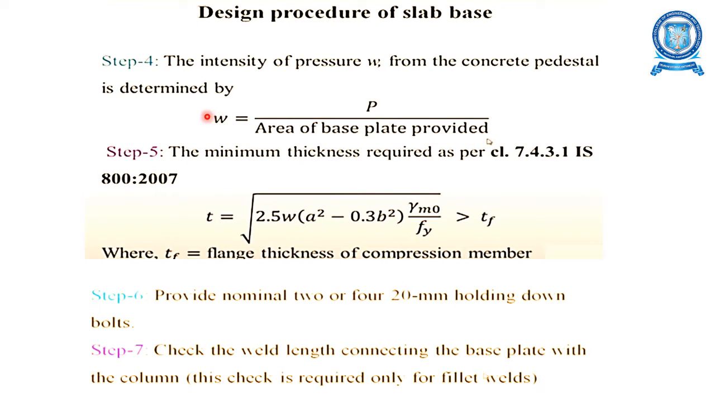After finding the intensity of pressure w, we have to find the minimum thickness as given by clause 7.4.3.1 from IS 800-2007. That is t equal to the square root of 2.5 w into (a square minus 0.3 b square) gamma m0 divided by fy. That value should be greater than or equal to tf. tf is the thickness of the compression member, that is the column.